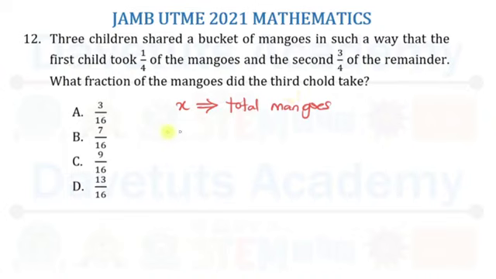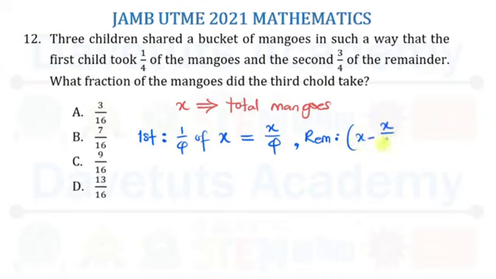So we have in this case, the first child, we are told that it took 1 over 4 of X, and 1 over 4 of X will be 1 over 4 times X. That will be X over 4. Now, since we have this, we need to get the remainder. The remainder will be X minus X over 4.